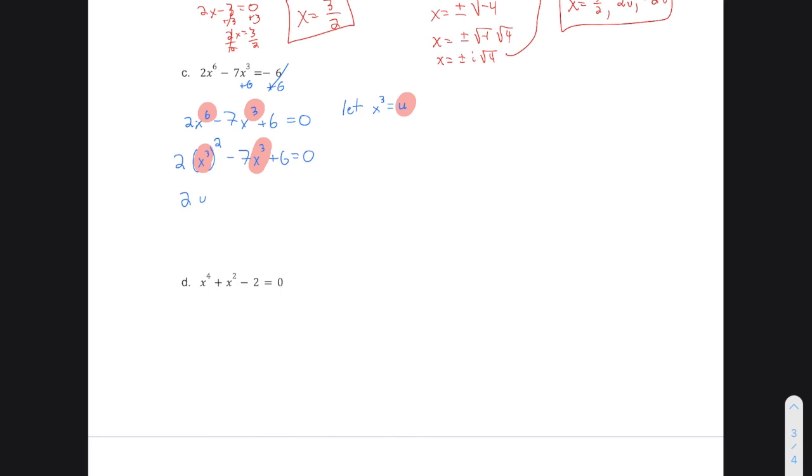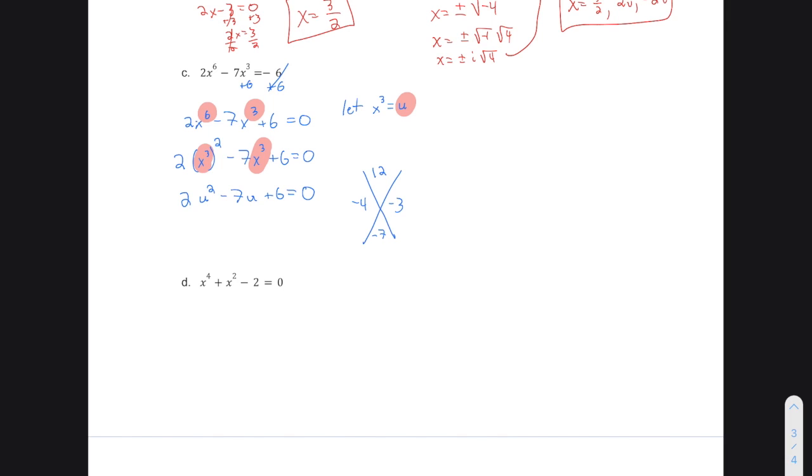So we can say that 2u squared minus 7u plus 6 is equal to 0. And now we have something that's just a more familiar quadratic. We have 2u squared minus 7u plus 6. So that's just basic standard quadratic form. We can look for factors of AC, which is 2 times 6, or 12, that add to b, negative 7. And in this case, that will be negative 4 and negative 3.